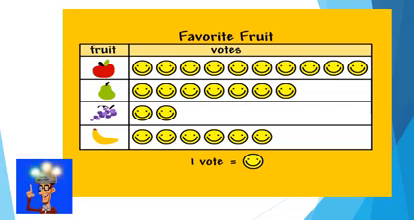And the last is banana. How many persons or how many votes for banana? Okay, correct. The correct answer is 6. So if you're going to observe, instead of writing the number, in this pictograph we use a smiley face to show one vote. Okay? Let's continue.